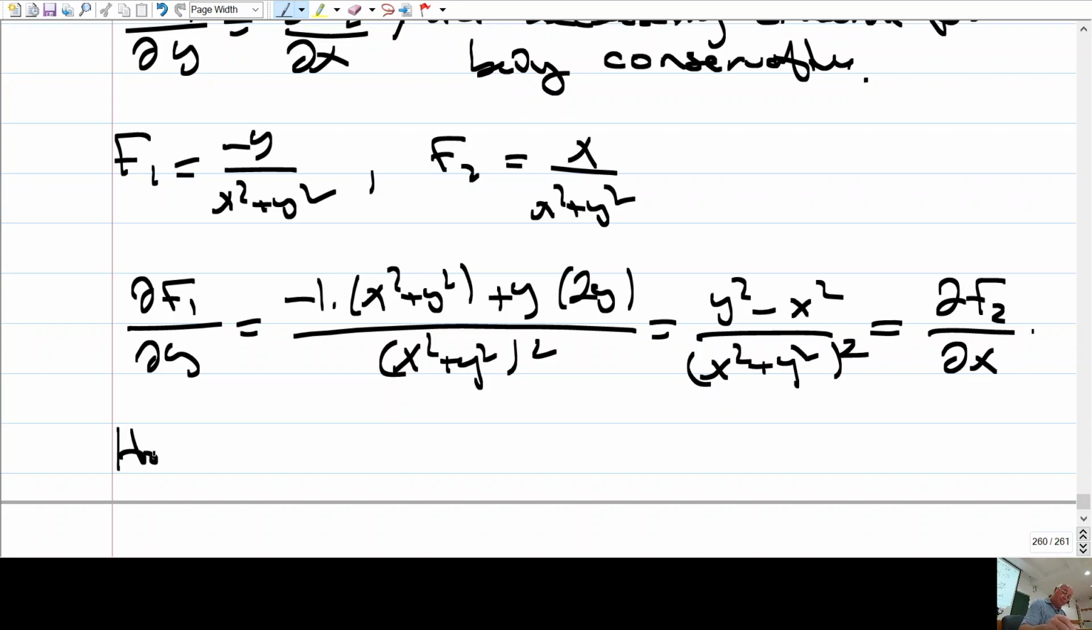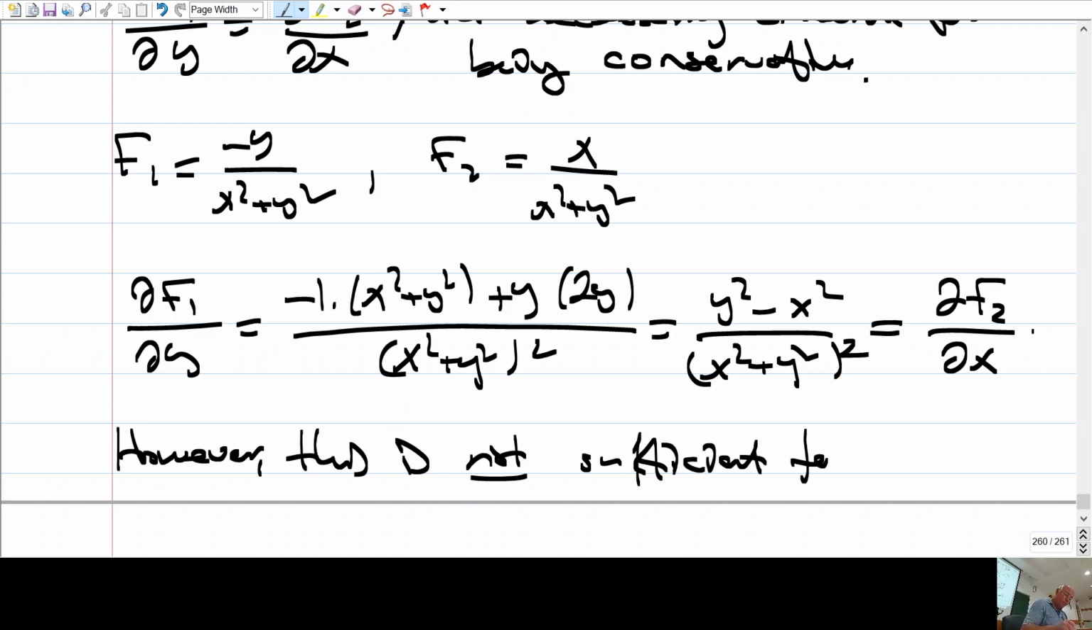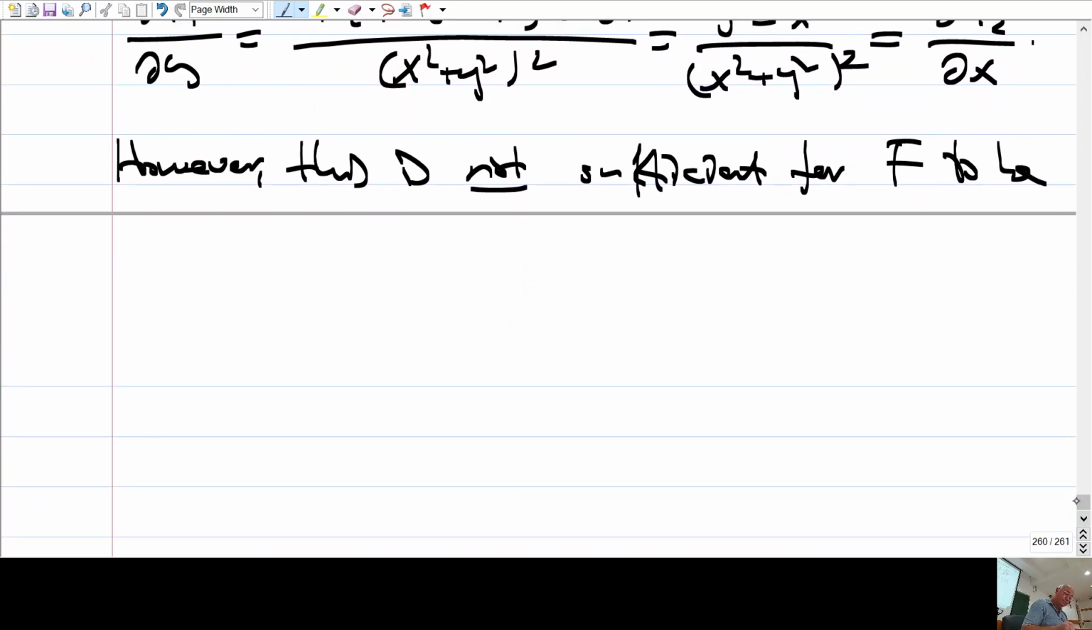However, this is not sufficient for f to be conservative.